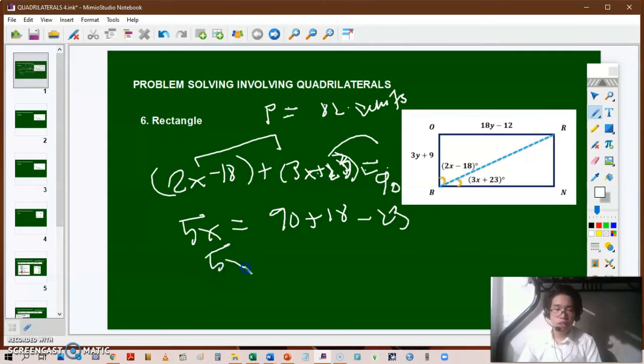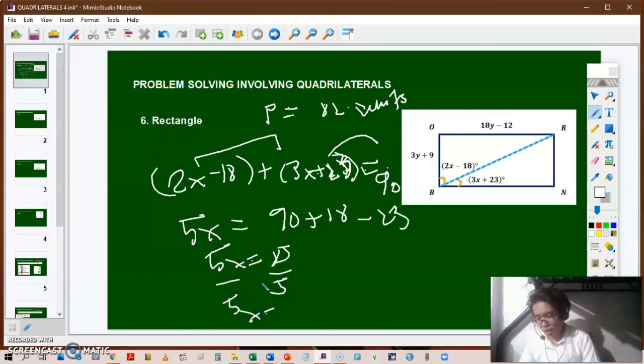So 5x is equal to 85, okay? And when you divide by 5, the value of x is going to be 17. So the value of x there is 17 degrees.